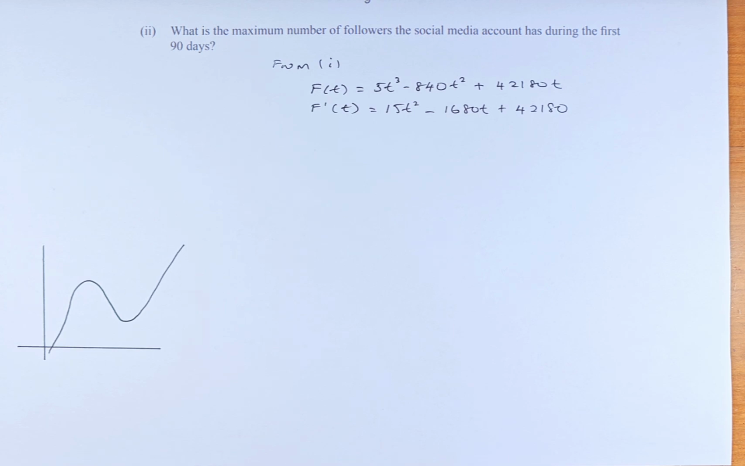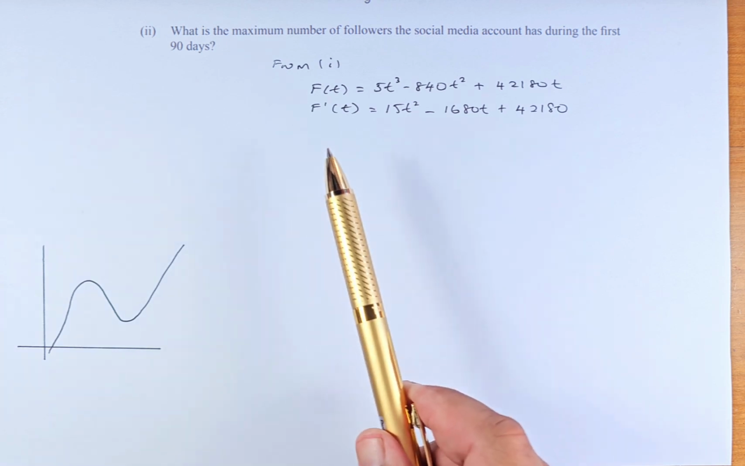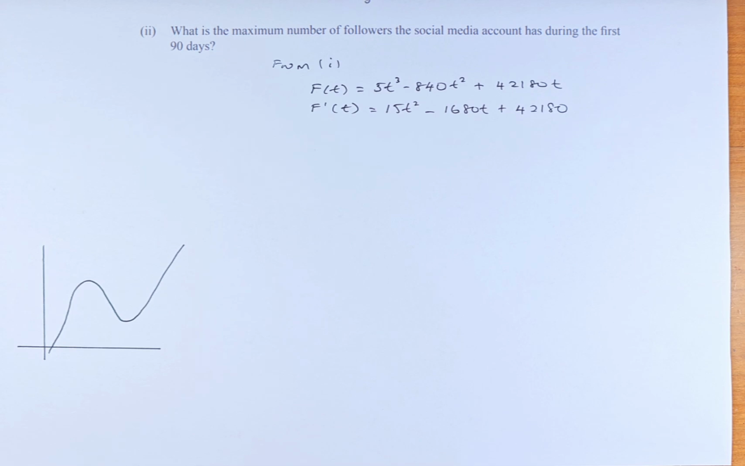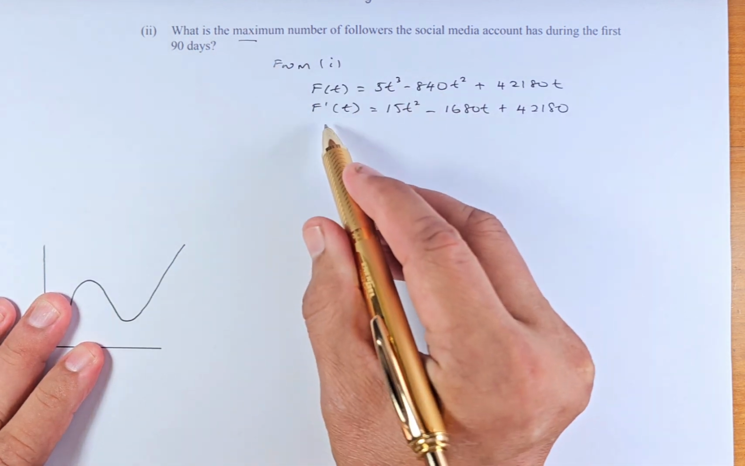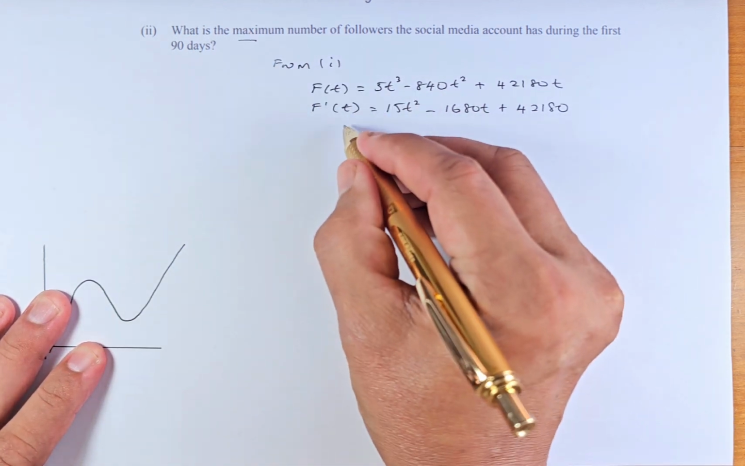days? So we know that from part 1, the function f(t) is 5t cubed minus 840t squared plus 42,180t. So when we differentiate it, it's going to be 15t squared minus 1,680t plus 42,180. So if you want to get the maximum number, we always have to make the turning point, or the first derivative, equal to 0. So we're going to do that.